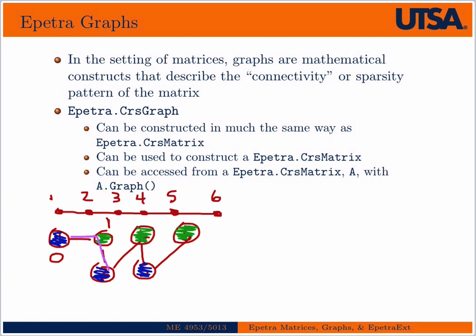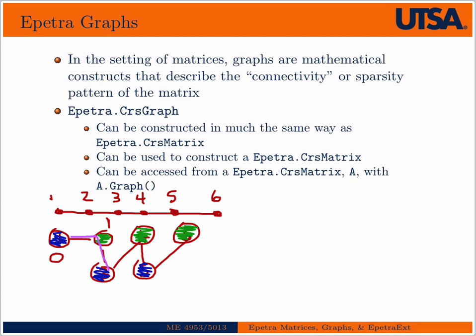Another advantage is if you know the graph, and a lot of times we know the graph because we read in the discretization from outside. So we have some finite element mesh that may be pre-meshed with a preprocessor, and we read that into our code. Well, the connectivity of that mesh will give us some information that we can use to construct a graph directly. And if we do that, we can use the graph to construct the CRS matrix.